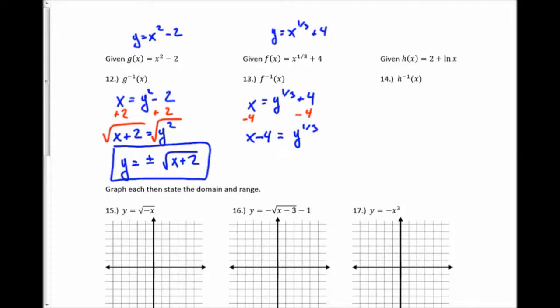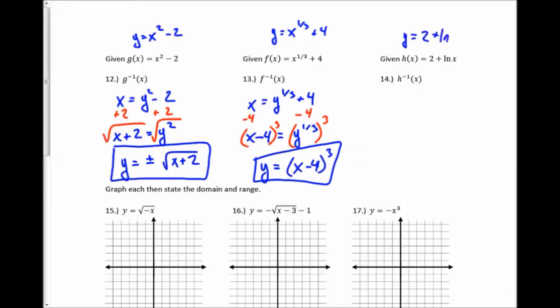To undo the 1/3 power, that's like the cube root, I have to raise each side to the 3rd power. And you can see that when I multiply these exponents, it just leaves me with a y. Over here, I'm just going to leave this as x minus 4 to the 3rd power. I'm not going to multiply that out. I'm going to leave it in this factored form.